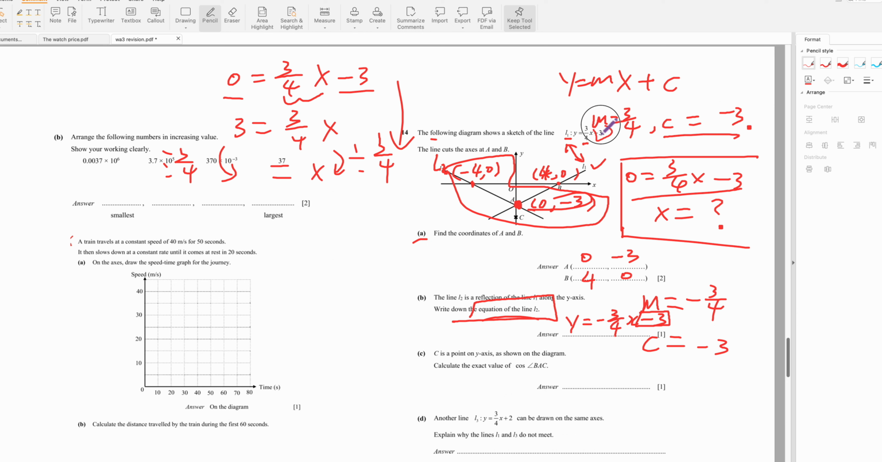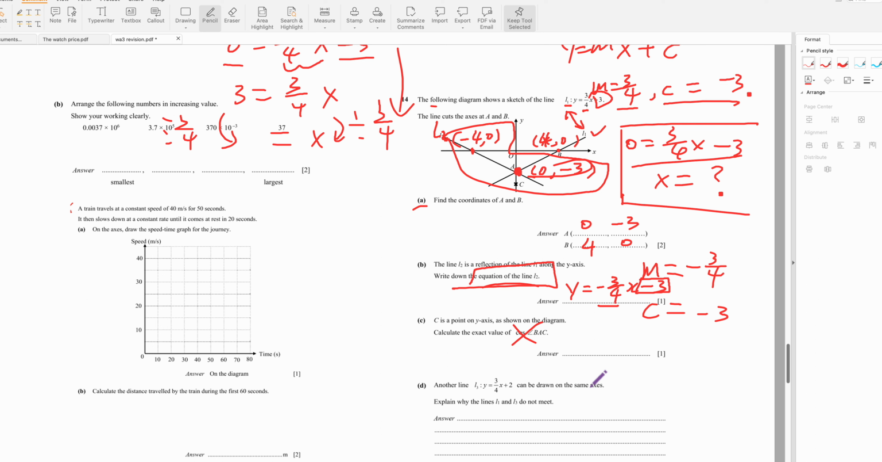Because the x is different, only the gradient is different, no? Yes, that's what I can see. So it's not the same. Then continue. Calculate the exact value of cos. This one of course no need cos. Okay, then they say another line.